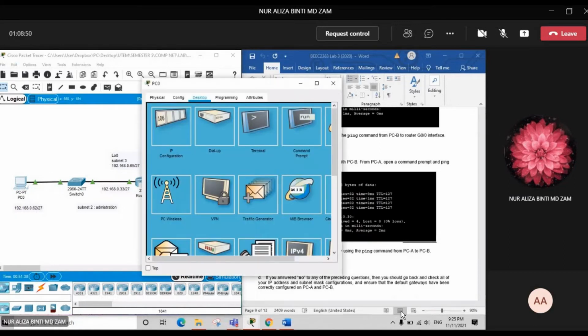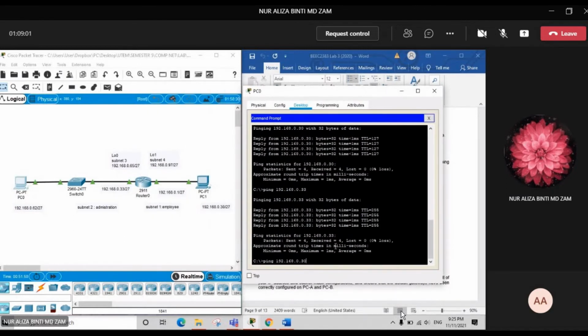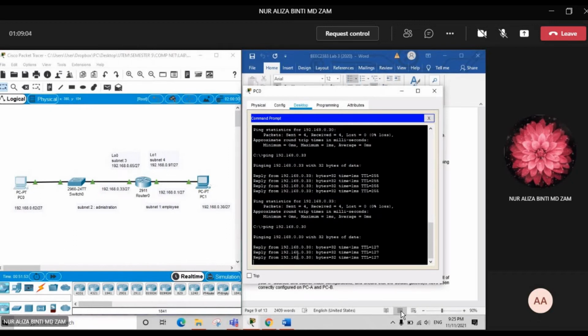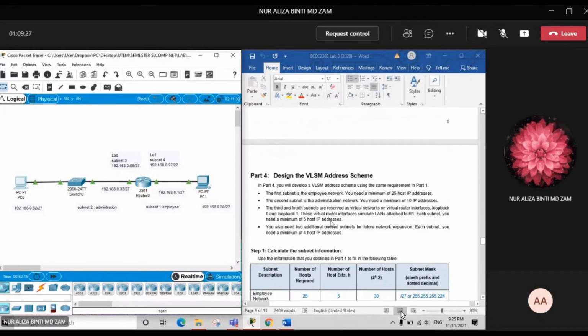So we go to the command prompt from PCA and we ping PCB. As we can see here, we get the reply. So for question E, the experiment proposal means to configure the gateway address on PCA to be 10.0.0.1. What happened when you try to ping from PCB to PCA? Do you receive a reply? No, it is a deliberate misconfiguration. So for part 4, I will pass to azimah&aliza and Abidin.